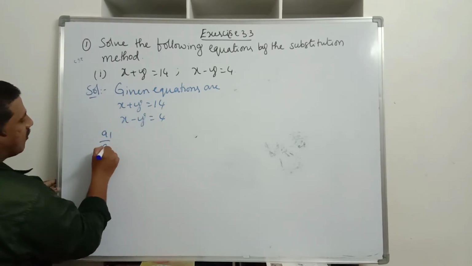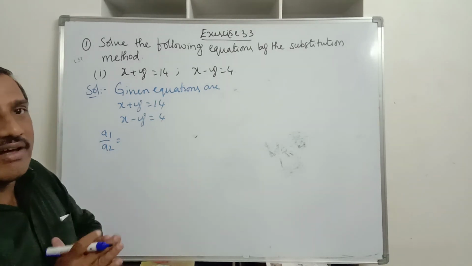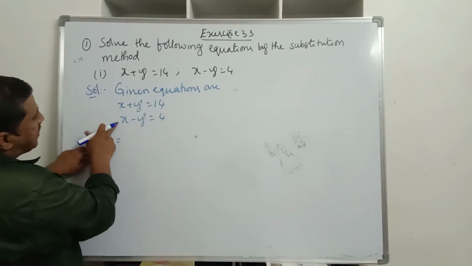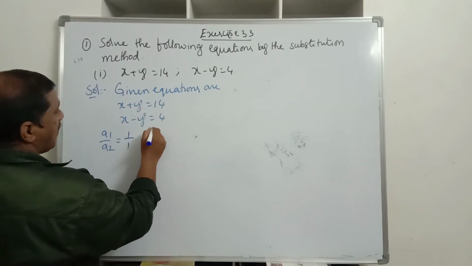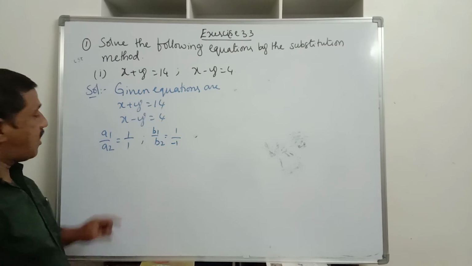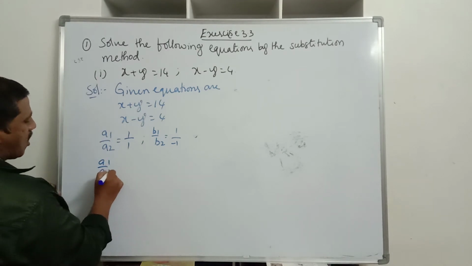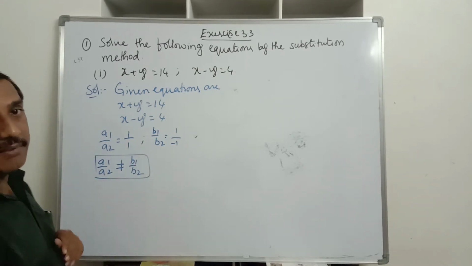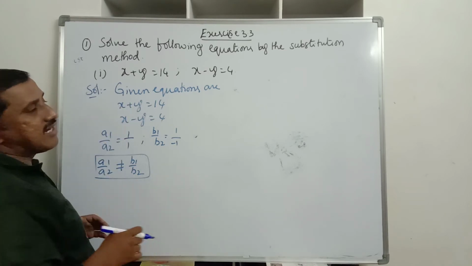Here, what is the first step? We should find a1 by a2 and b1 by b2 and check whether they are equal or not. If they are not equal, then this method is applicable. So a1 and a2 are the x coefficients. Here the x coefficient is 1 and here also the x coefficient is 1, so 1 by 1 we got. Similarly, b1 is equal to 1 and b2 is equal to minus 1. 1 by 1 and 1 by minus 1, are they equal? No. That is, a1 by a2 is not equal to b1 by b2. Therefore, this method is applicable. Now we can find the solutions of these equations by the substitution method.